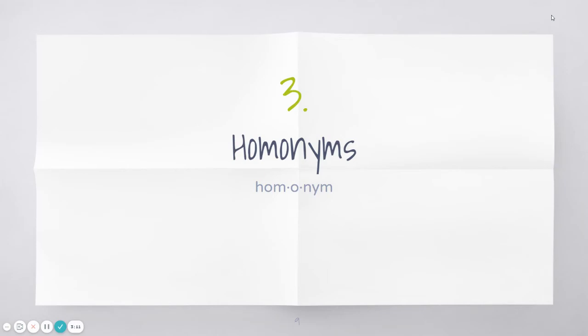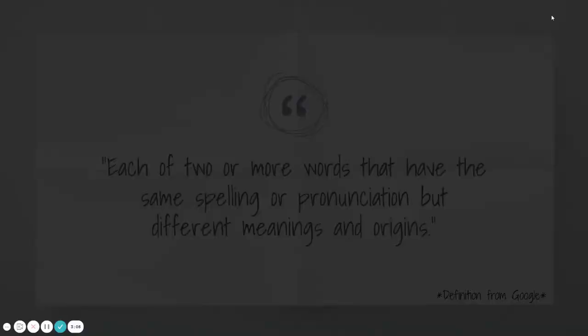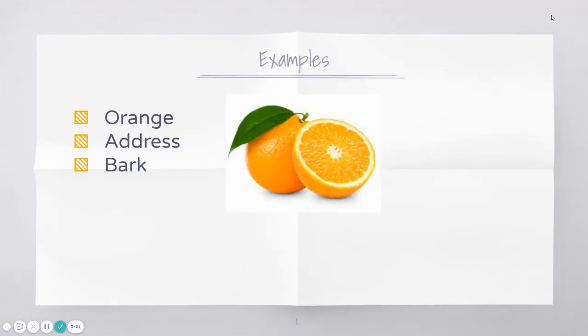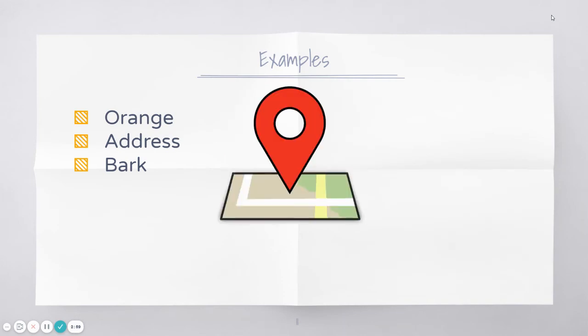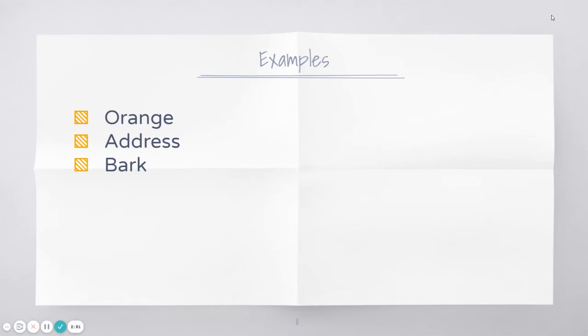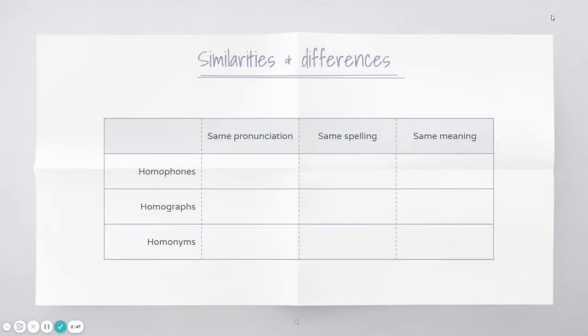Number 3 is homonyms. Each of two or more words having the same spelling or pronunciation but different meanings and origins. Examples of this would be orange, which could either be a fruit or a color. Address, which could be a location or to speak to someone, or addressing a situation. And bark could be the outer layer of a tree or the sound a dog makes.